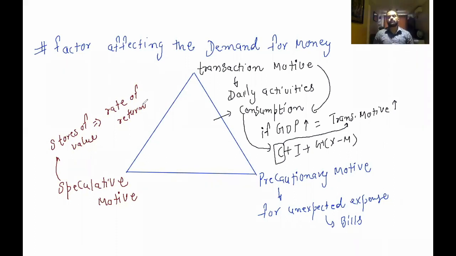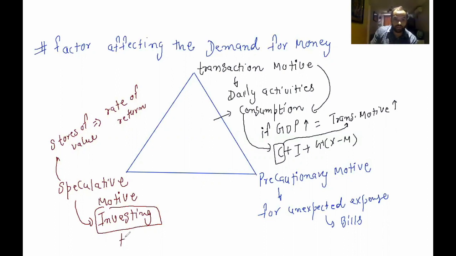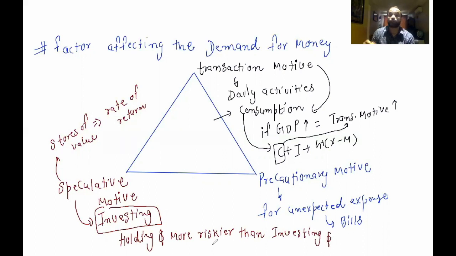Okay. Now, remember one thing, speculative motive is related to investing. And remember one thing, when people think holding money is riskier than investing money, then people demand money for speculative purpose, all right? When people think holding money is riskier than investing money, then people demand for speculative motive.